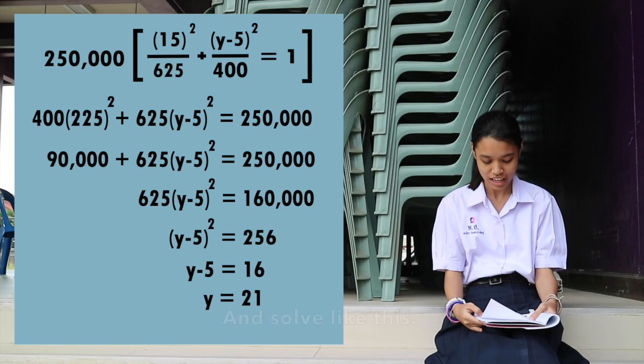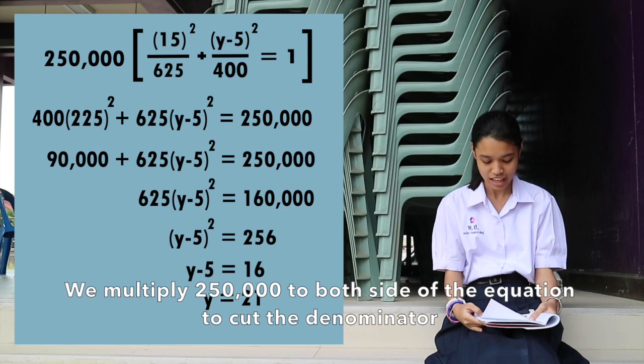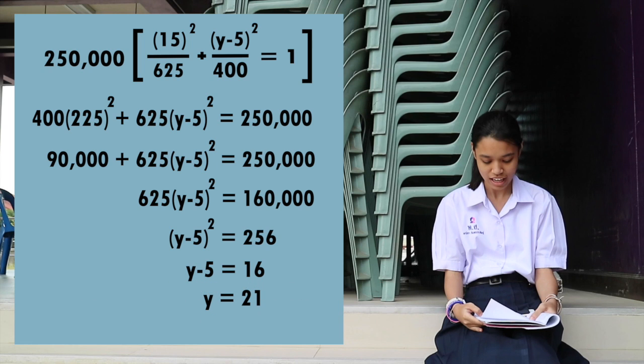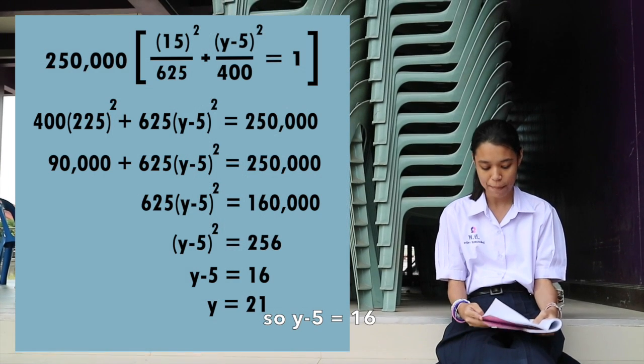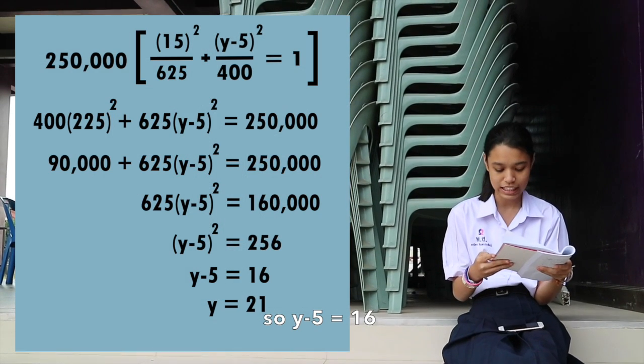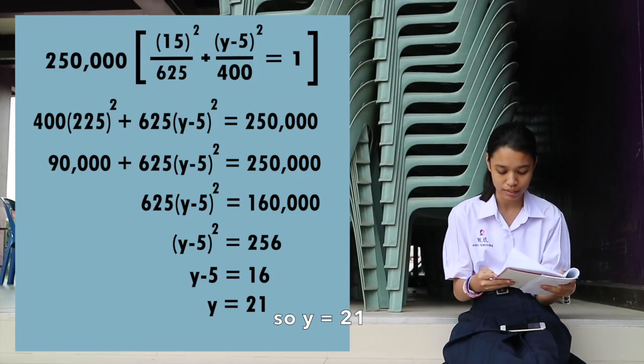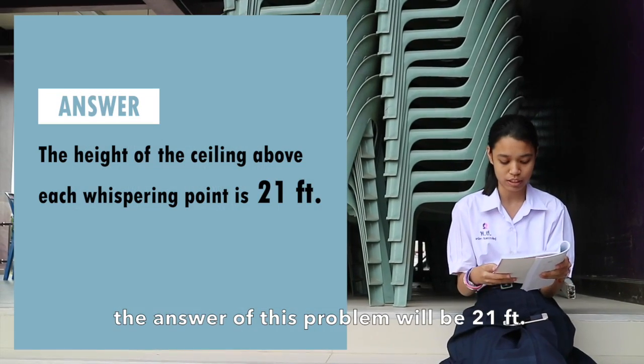And solve like this. We multiply 250,000 to both sides of the equation to cancel the denominators. So 400 times 225 plus 625 times (y minus 5) squared will equal 250,000. After we solve the equation, (y minus 5) squared will equal 256. So y minus 5 equals 16, so y equals 21. The answer to this problem is 21 feet.